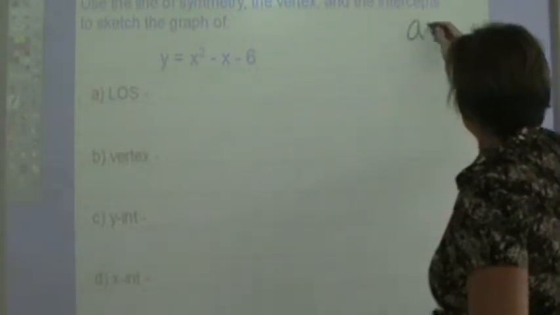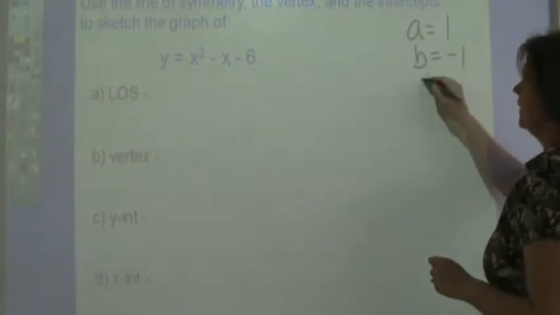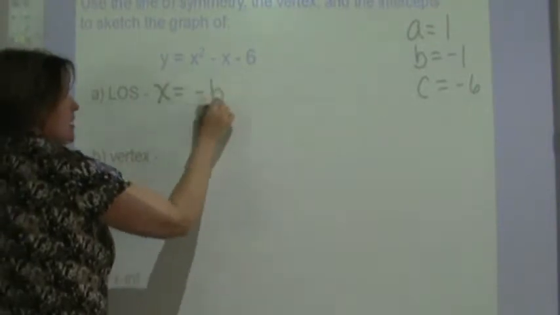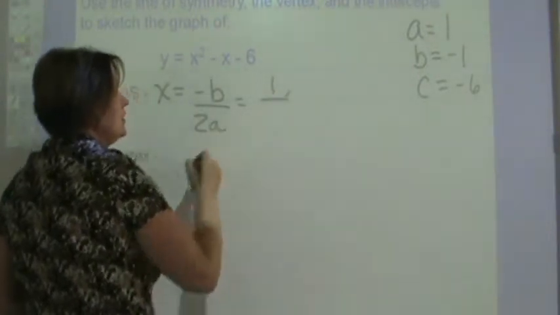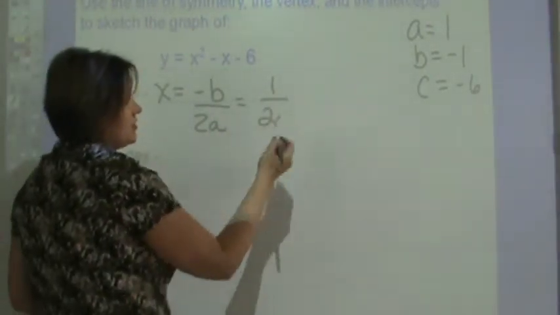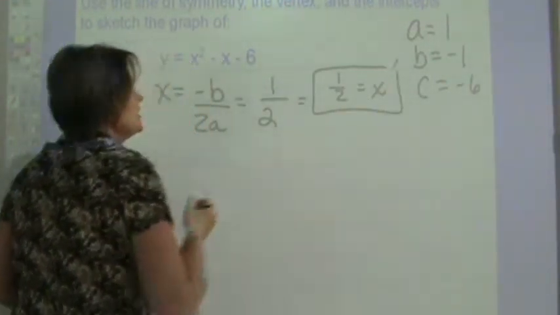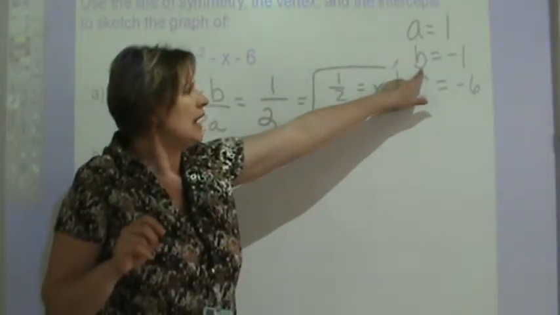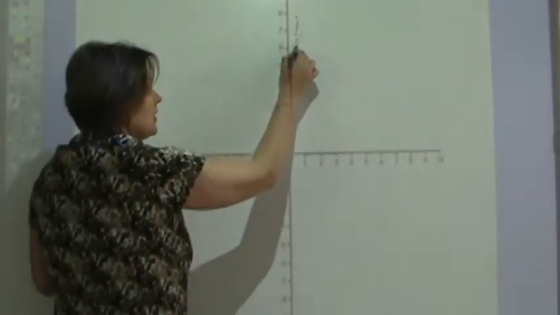On this one, our A is 1, our B is negative 1, and our C is negative 6. So opposite of B over 2A. The opposite of negative 1 is 1, over 2 times 1 is just going to be a half. So my line of symmetry is x equals a half. I wanted to do this one because some are going to have an odd number here, which is going to get us different answers than we've had before. Was it negative a half? No, it was positive a half. So my line of symmetry is right here.